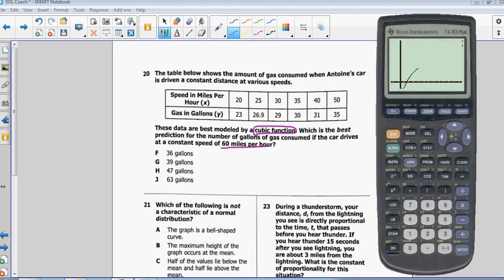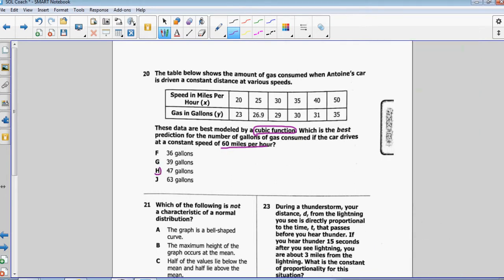Alright, I'm waiting for that graph to come up, and then if I press trace and then I type in 60, then it's going to give me 47.24. So it looks like H is my answer.